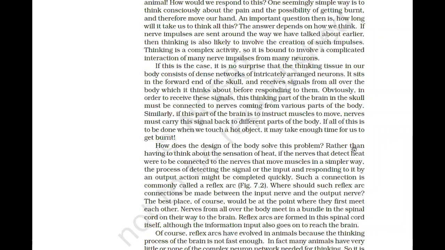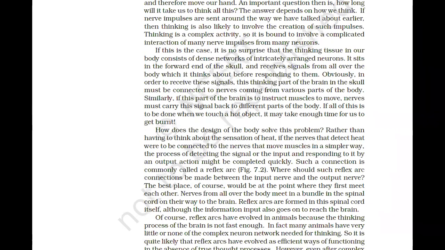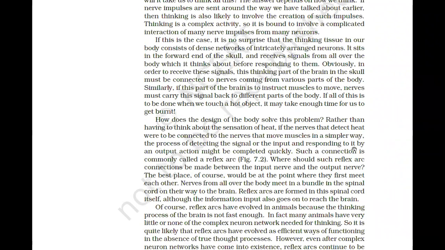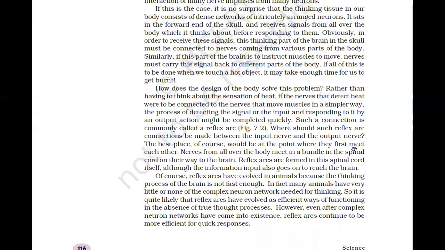Obviously, in order to receive these signals, this thinking part of the brain in the skull must be connected to nerves coming from various parts of the body. Similarly, if this part of the brain is to instruct muscles to move, nerves must carry the signal back to different parts of the body. If all of this is to be done when we touch a hot object, it may take enough time for us to get burnt. How does the design of the body solve this problem?